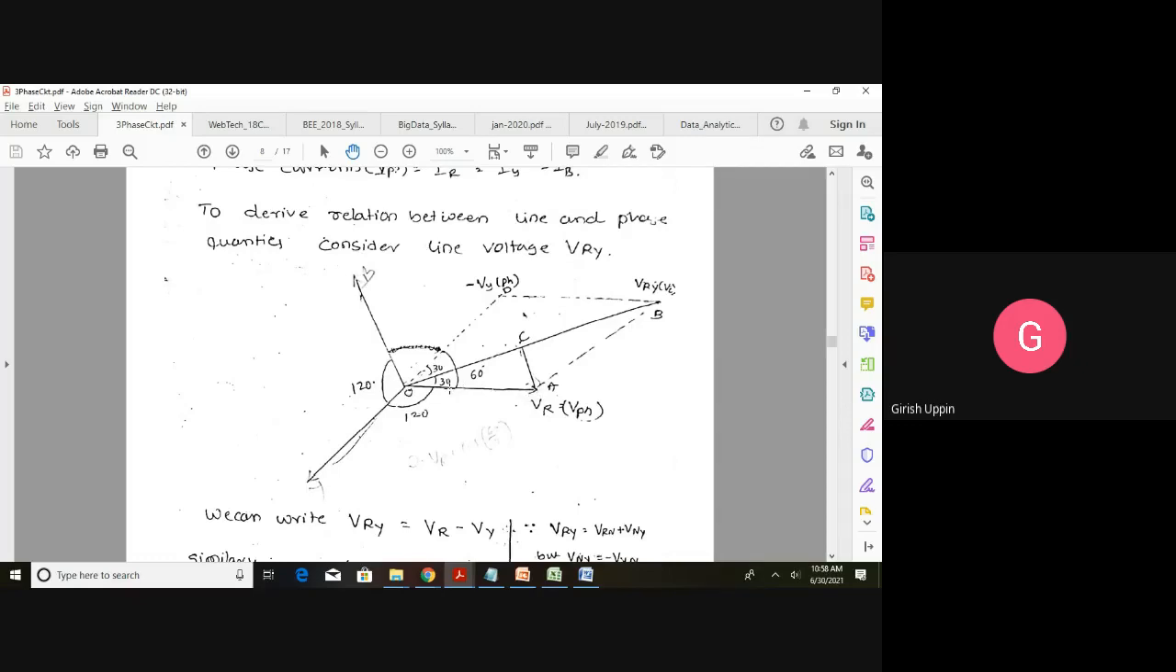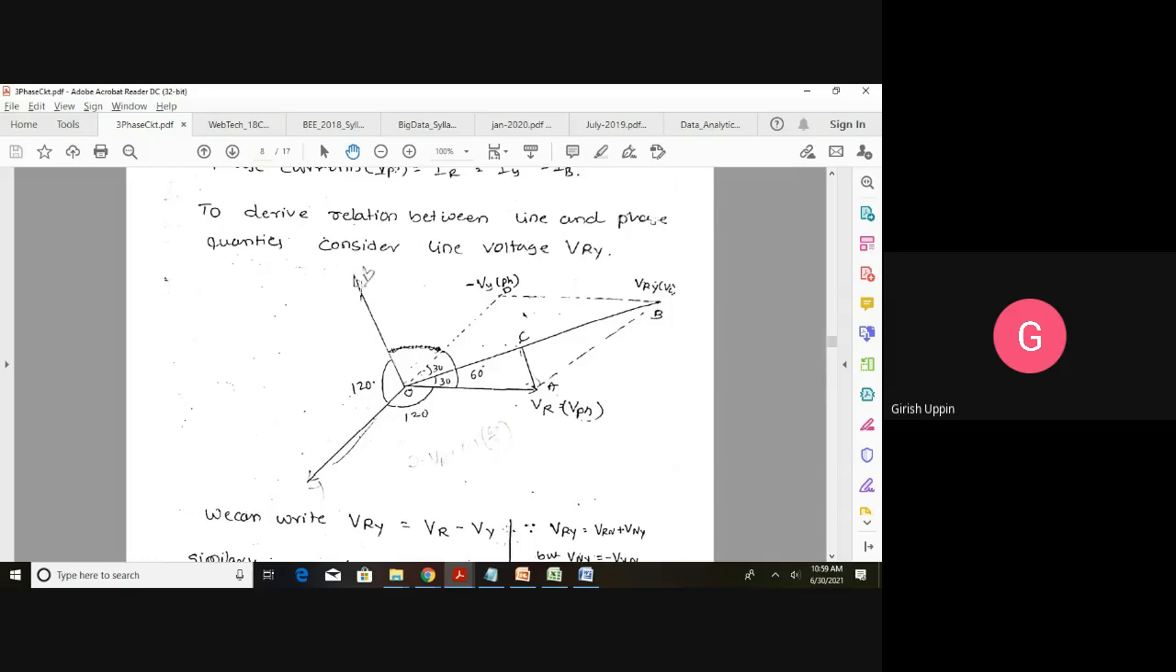Okay, and you are going to draw VY 120 degree behind. So VY is lagging 120 degree. So exactly you will take 120 degree and you will draw VY. The length of the VR and the length of the VY would be exactly the same. The reason being, it is a balanced supply. And behind this VR, 240 degree lagging, you are going to draw VB.